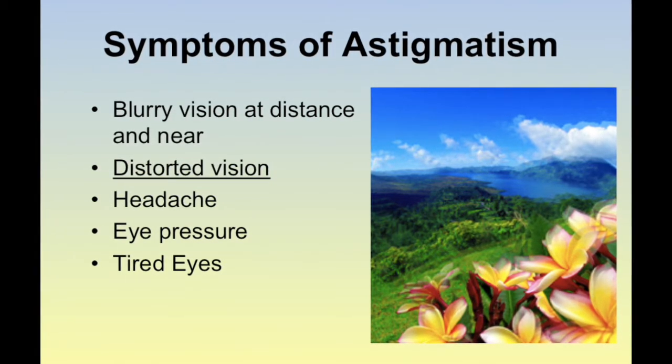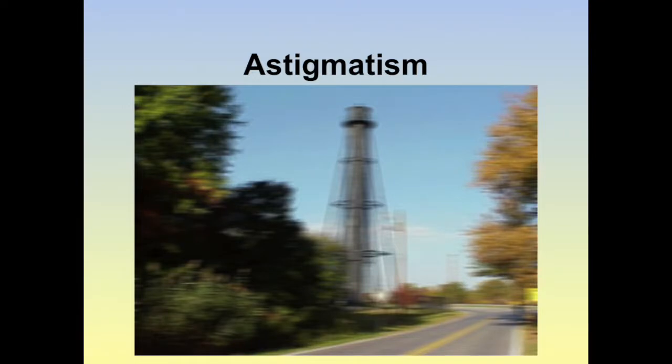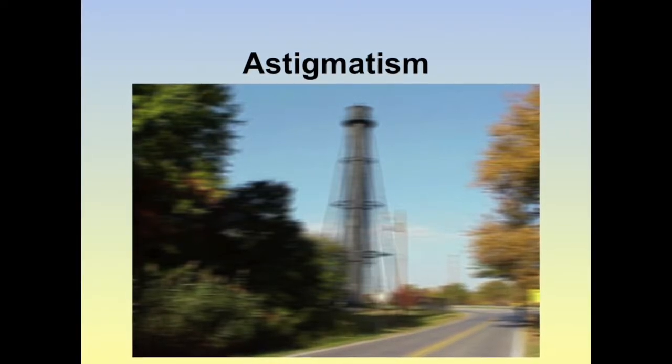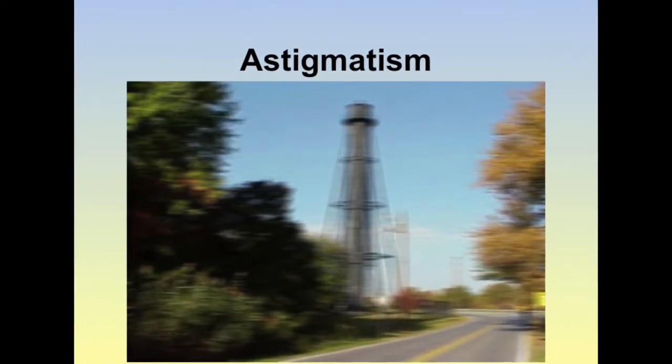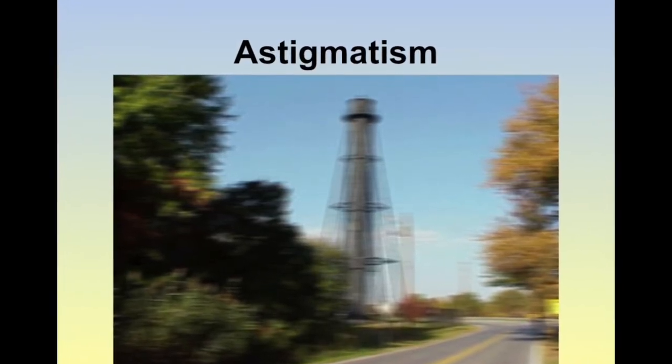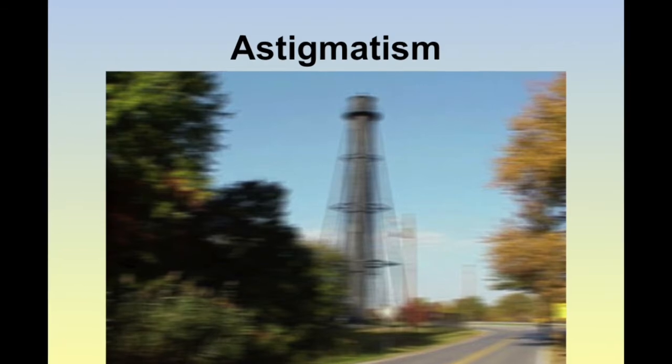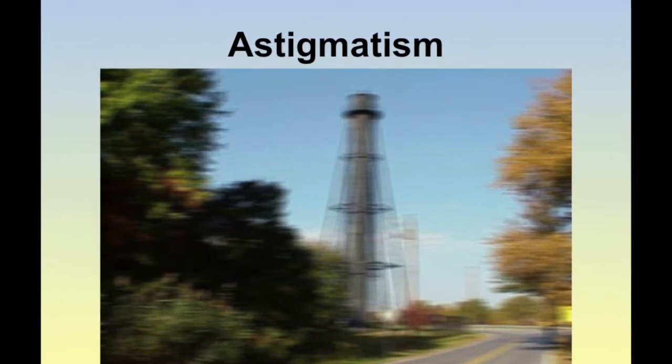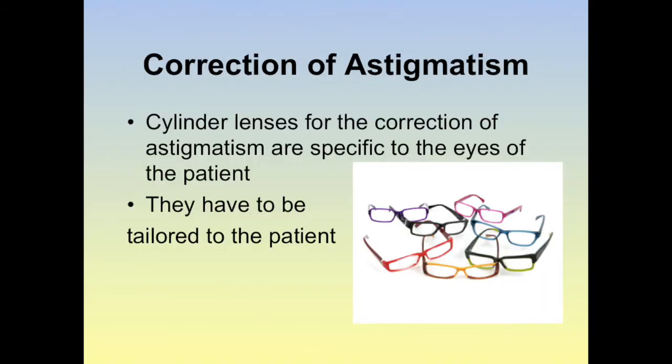And tired eyes is also a typical symptom. Another image here of astigmatism, which also shows that you can see on the lines of the tower that there's a stretching that's occurring, and so instead of nice even lines, there's a bit of a stretching both up and down. So how do you correct astigmatism?